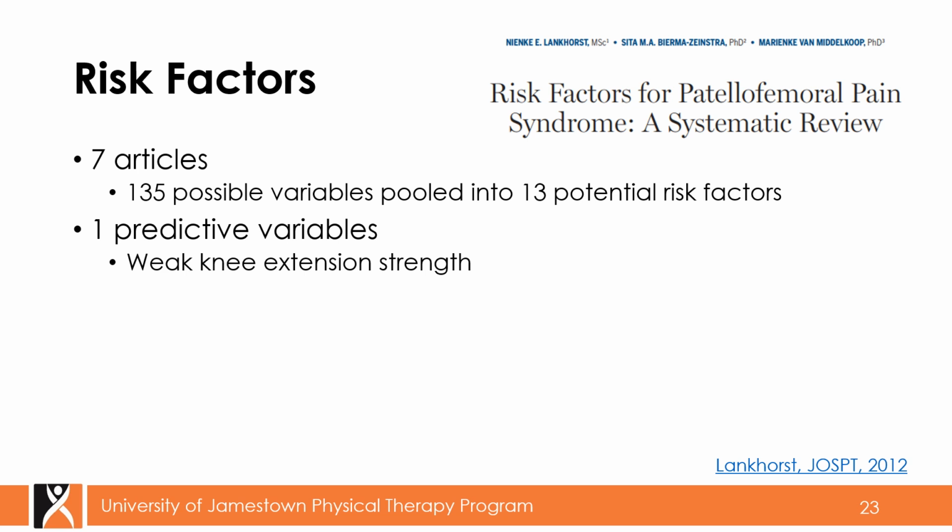Out of all of those possible variables, they were only able to determine one predictive variable, and that was weak knee extension strength. So according to this systematic review, we aren't able to say that your knee pain is due to your hip weakness. It's not a risk factor. It may be associated, but it's not a risk factor. The only one they were able to find out of 135 possible variables was weak knee extension strength.